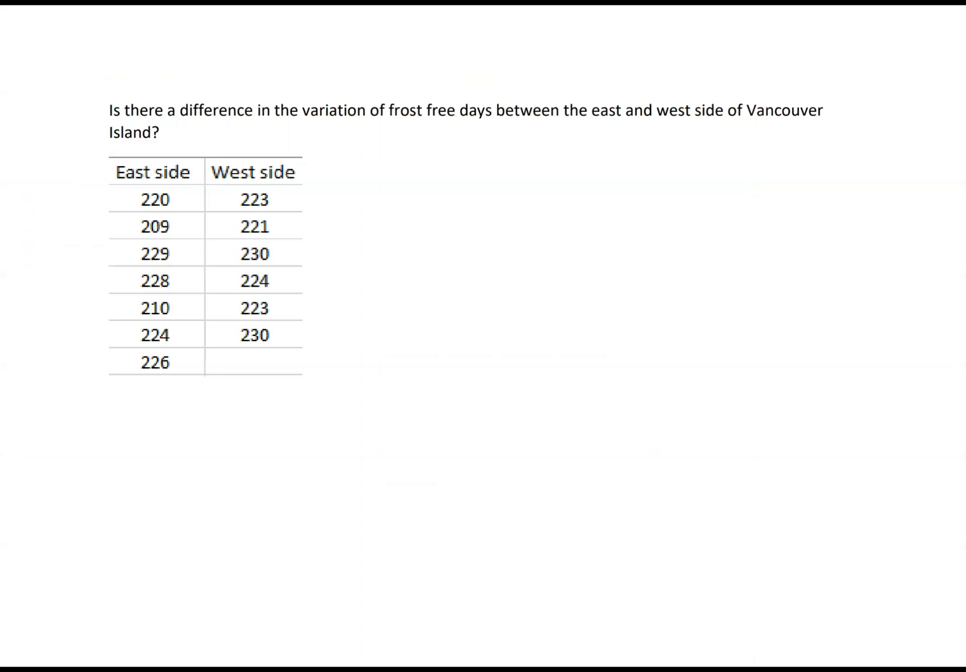Okay, so here's the exact same question. I've pulled it into a Word document to walk through it together. Again, is there a difference in the variation of frost-free days between the east and west side of Vancouver Island? Here are our raw data sets. In order to run a hypothesis testing procedure, I need my descriptive statistics. In particular, for an F-test, I need N and I need variance or variability. It's always a good idea to calculate the average as well, even though we don't actually need it for the F-test. I'm going to do all of those in the calculator for the east side and then for the west side. Let's start with the east.